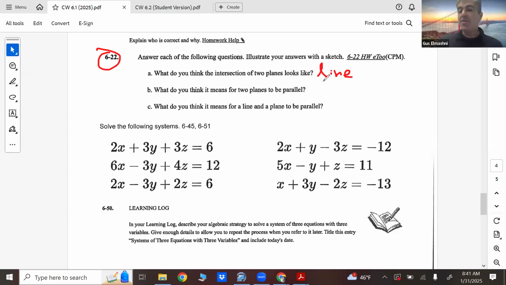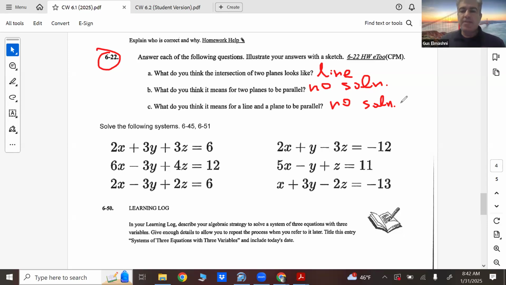Okay, the intersection of two planes will be a line. What do you think it means for two planes to be parallel? That means they have no solution. They don't touch. And likewise with part C. Because they would have nothing in common for B and C.